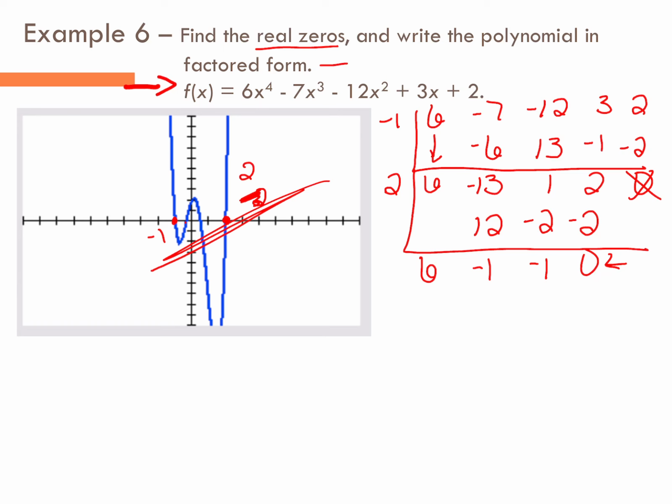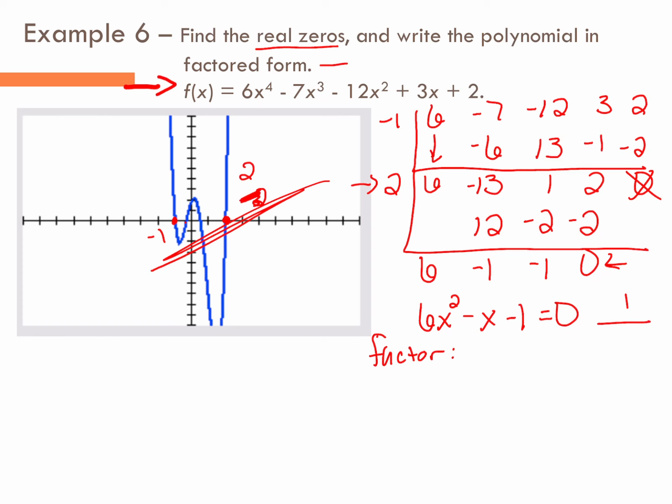So now we need to put our x's back in. So think about it. I started with x to the 4th. This would have been x cubed. So this is going to be 6x squared minus x minus 1 equals 0. So again, I need to factor.